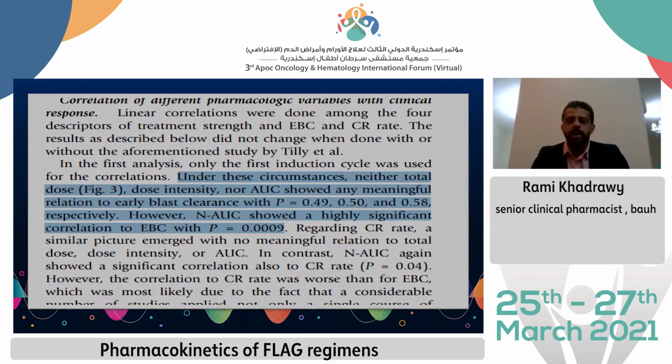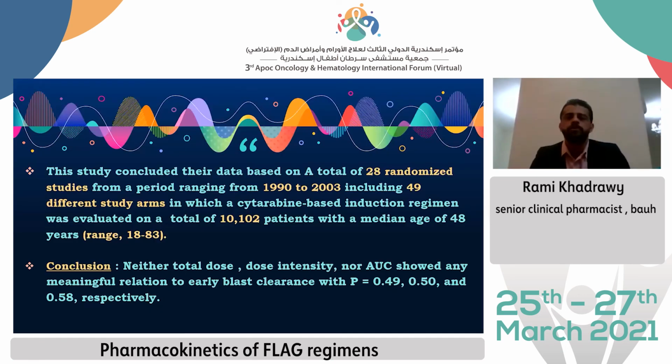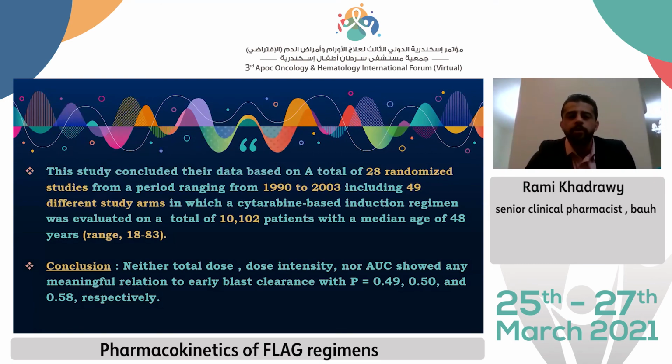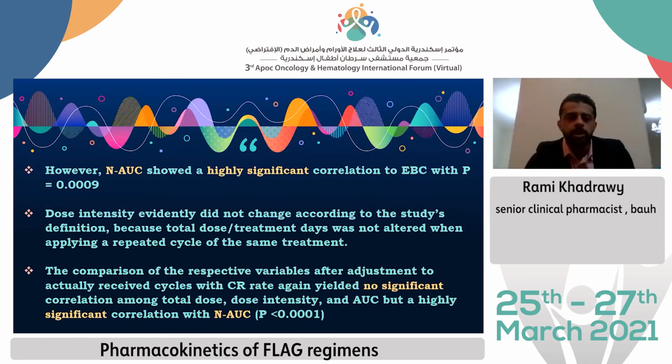The study based its data on a total of 28 randomized studies over a period ranging from 1990 to 2003 on 10,000 patients, and concluded that neither total dose intensity nor AUC showed any meaningful relation to the blast clearance. For the NAOC, there was a highly significant correlation, and dose intensity evidently did not change according to the study's definition because the total dose in treatment days was not altered when applying repeated cycles of treatment in different studies. The comparison of respective variables after adjustment to actually received cycles with CR rate again yielded no significant correlation among total doses, dose intensity and AUC, but a highly significant correlation with the NAOC, p less than 0.0001.